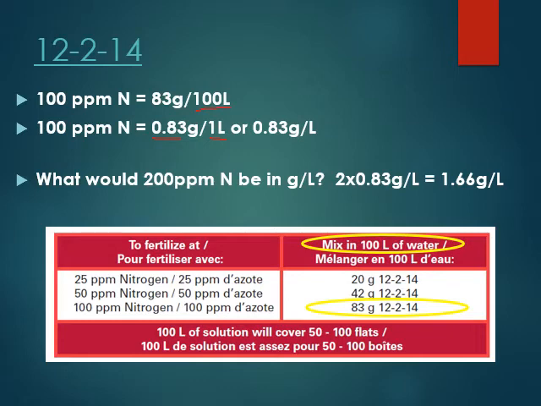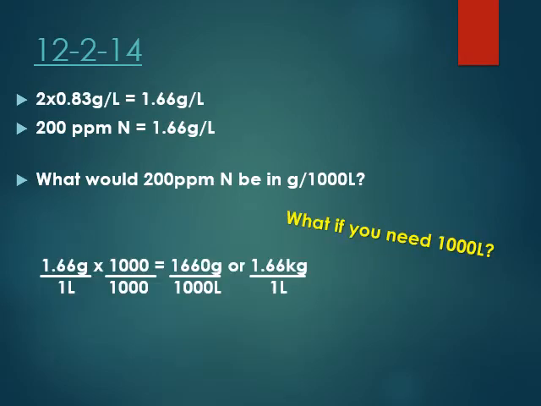So if we're doing 200 ppm, that's 2 times that. Because this is 100, we're going to 200. So 2 times 0.83 gives us 1.66 grams per liter for 200 ppm. This is just summarizing it again: 2 times 0.83 gives us 1.66 grams, so 200 ppm nitrogen is 1.66 grams per liter.